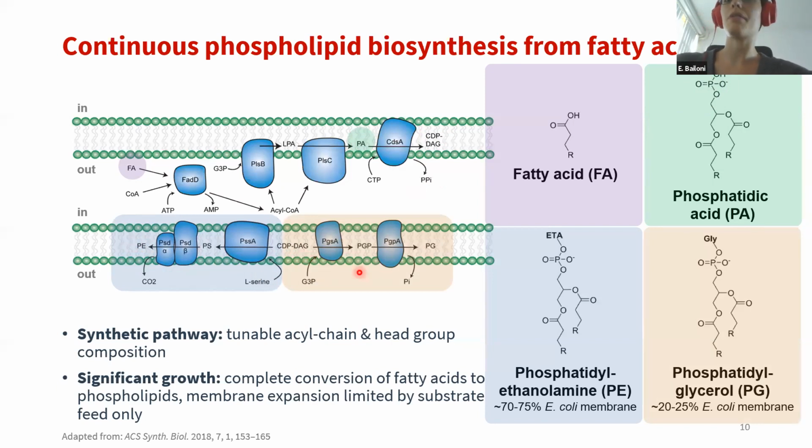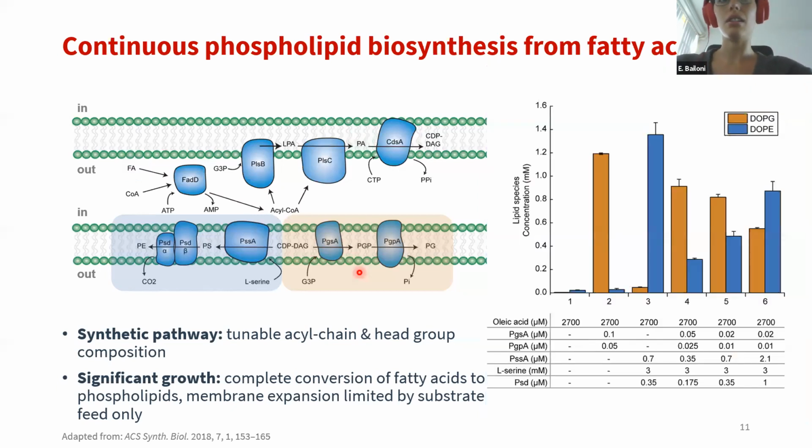And these two types of phospholipids are very relevant from a physiological perspective because together they might make up the majority of typical membranes, such as the Escherichia coli membrane bilayer. And so the system is very tunable, also by changing the fatty acid composition. He showed that he could produce various types of phospholipids. So not only the head group, but also the acyl chain could be changed.